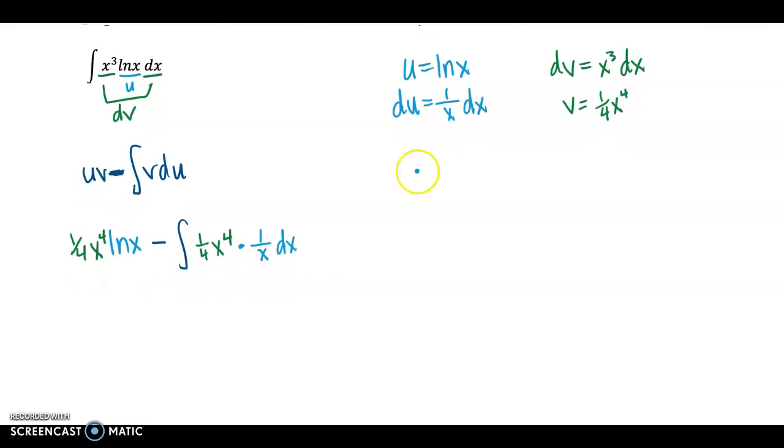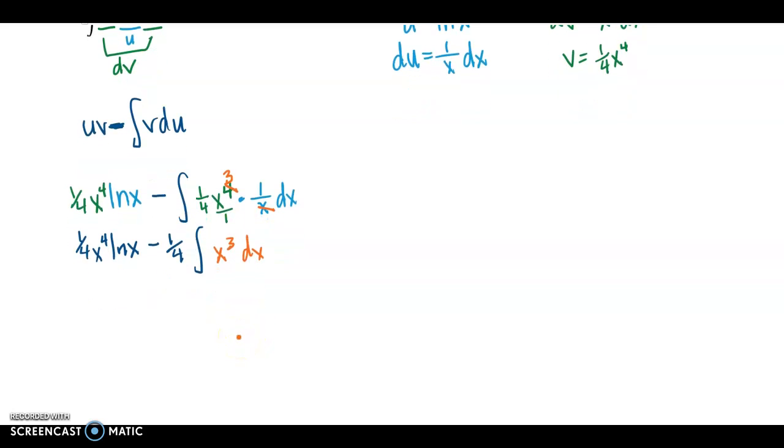So this is where some simplification comes into play here. I'm not going to touch this stuff out front. I am going to move this integral sign a little bit because I want to pull that 1/4 out. If you remember, this x to the fourth is over a 1. So I can reduce this x with this one and make it x to the third. Then I've got x to the third dx left in this integral sign, which I can take the antiderivative of. Therefore, I don't need to do any more u substitution.